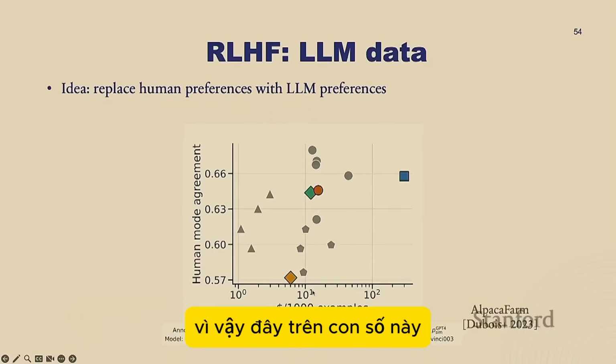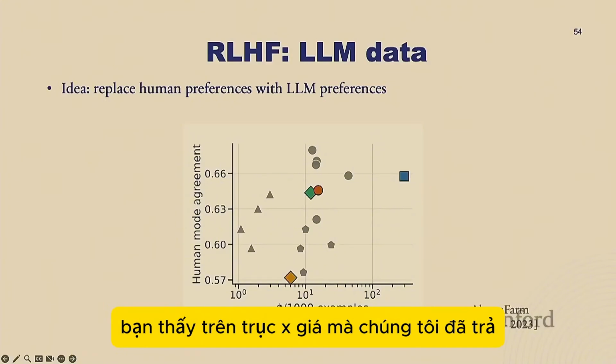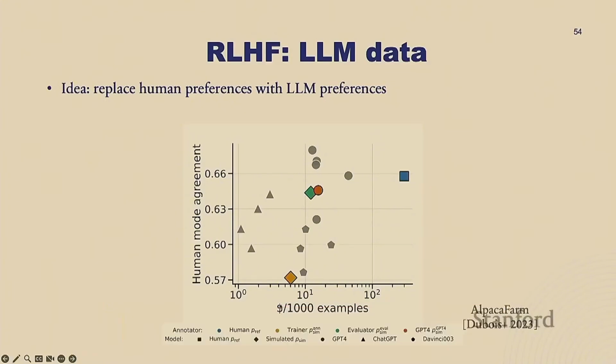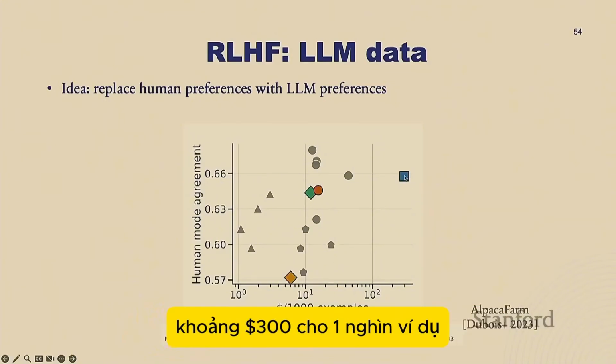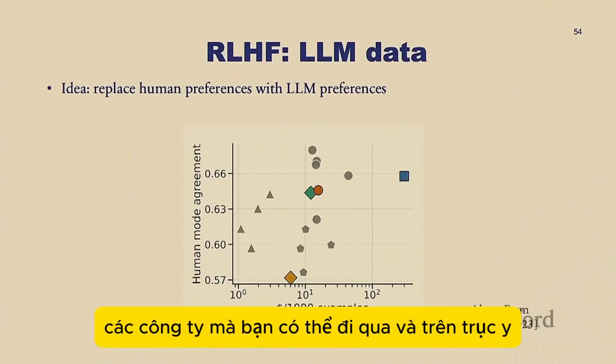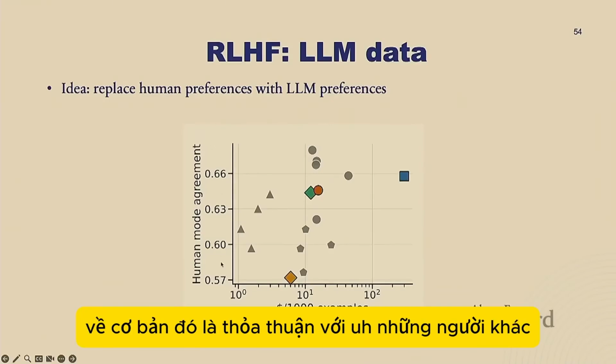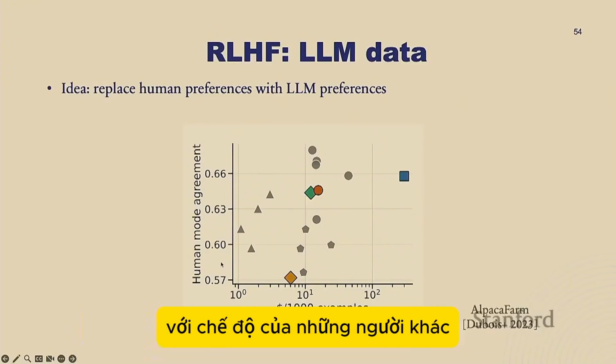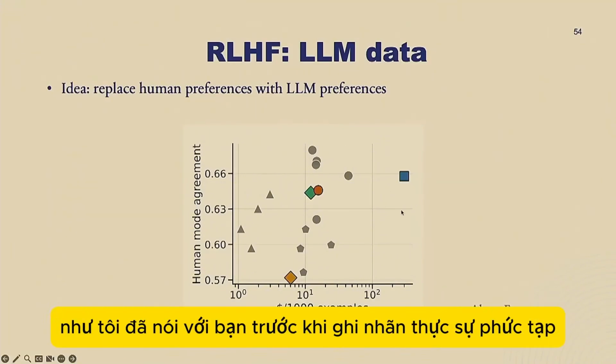On this figure, you see on the x-axis the price that we paid for collecting human data. It's around $300 for 1,000 examples, and this is on Mechanical Turkers, which are usually cheaper than some of the other companies that you could go through. And on the y-axis is the agreement with other humans, with the mode of other humans. And what you see is that, as I told you before, labeling is really complicated.